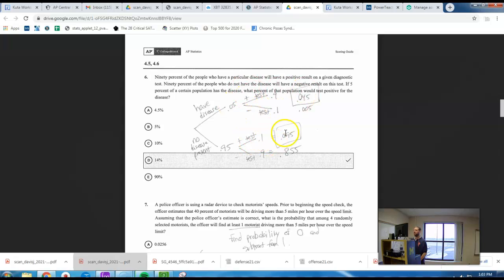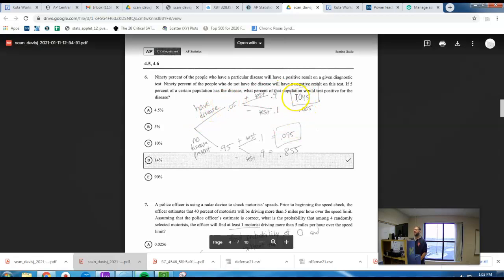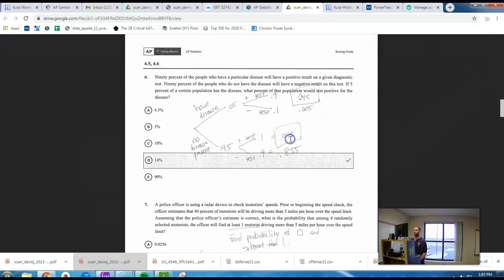And then again, we multiply across. There's two ways you test positive. You have it and you test positive, or if you don't have it, you test positive. So I'm adding up those two numbers.